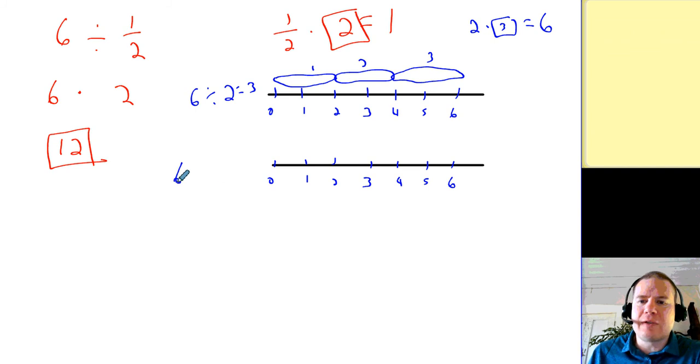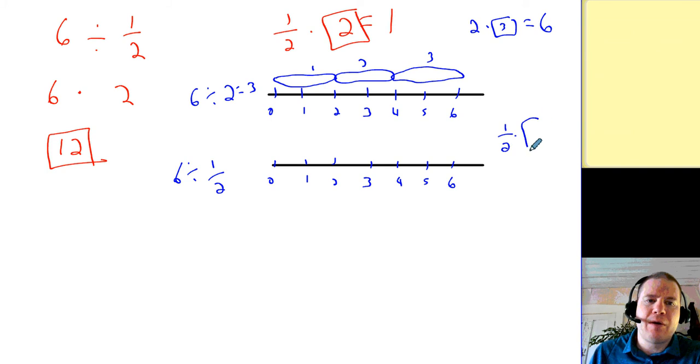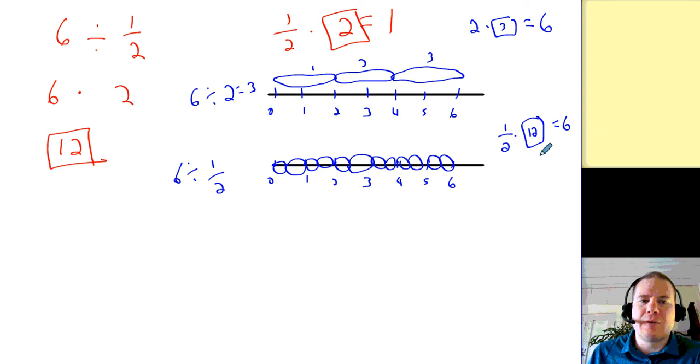Let's look at 6 divided by a half. How many halves do I need to get to 6? Well, 1 half, 2 halves makes a whole, 3 halves, 4, 5 halves, 6 halves gets me to 3, 7, 8, 9, 10, 11, 12 halves gets me to 6, right? Or half of 12 is 6. In other words, 6 times the reciprocal of a half, 6 times 2, there's my 12.